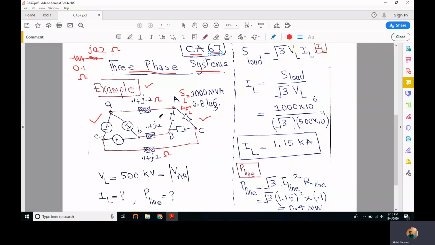Right, we are also given that the line voltage, the magnitude of VAB or VBC or VCA, is given to be 500 kilovolts. Kilo means 10 to the 3. We are required to find the line current IL, either IA or IB or IC, the magnitude of it, and the power dissipated in this line. We know this line has a resistive portion 0.1 ohm and inductive portion having inductive reactance equal to 0.2 ohms. Right. Let's solve this problem.